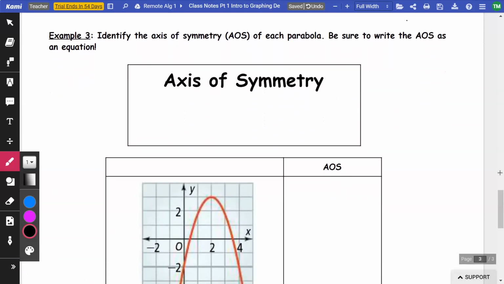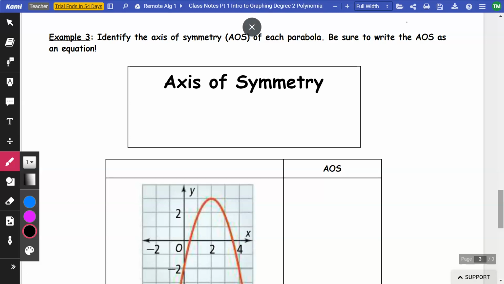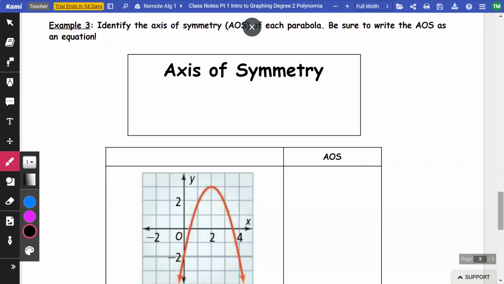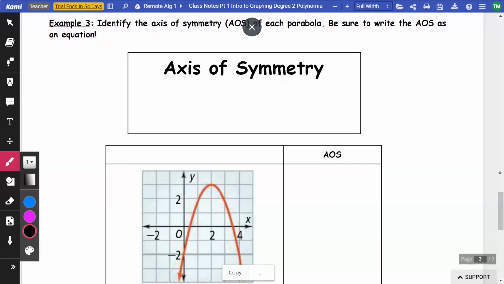So far today, we've learned about some important features of a parabola: the vertex, the x-intercept, and the y-intercept. The next important feature that we need to talk about is the axis of symmetry. So I'm actually going to show you what the axis of symmetry is on the very first example before I explain what it is.